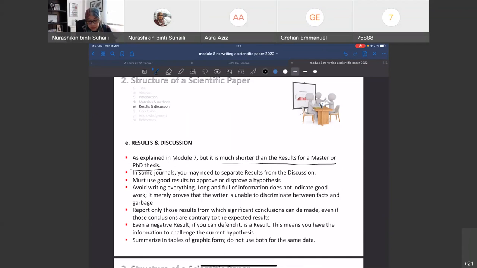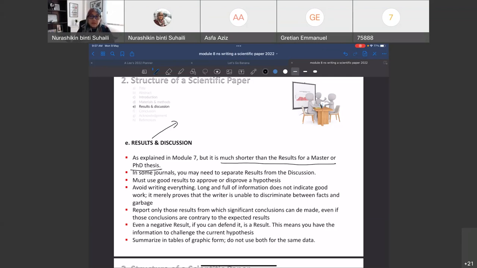In some journals, you may need to separate results from the discussion, or in some journals, you can merge them. So it is based on the format of the journal. Must use good results to approve or disprove a hypothesis. Here, the same thing applies for a thesis.